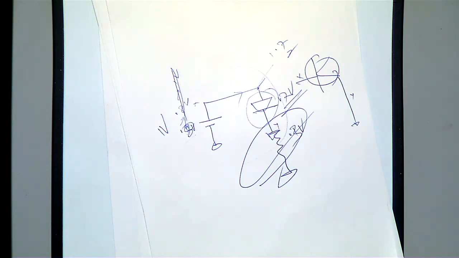So IE, what is the value of IE? That is equal to VP divided by RE. What is the emitter current? If you know this voltage drop, you can write VP divided by RE.